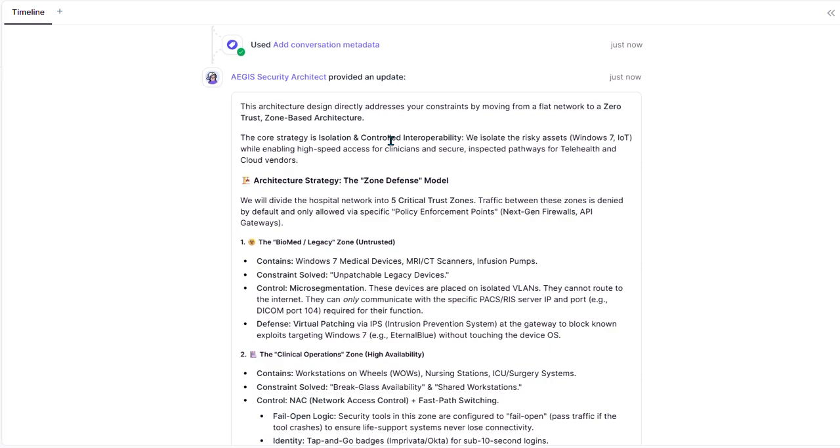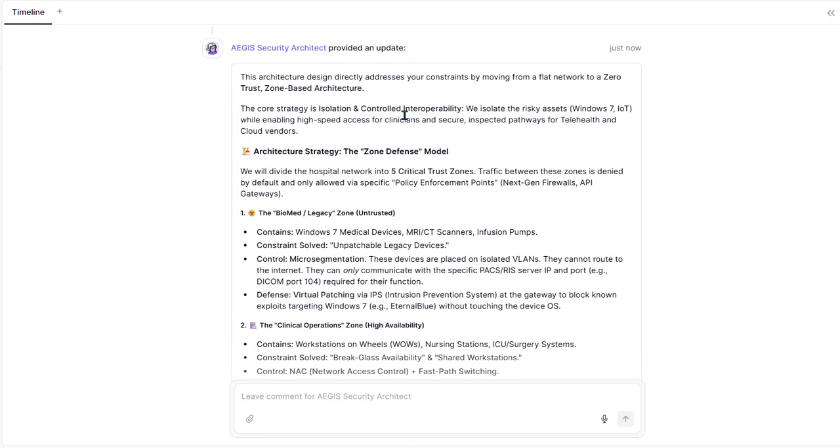So it is giving us the information we need. Let's see, we can start discussing where it goes. So this architectural design directly addresses your constraint by moving from a flat network to a zero trust zone-based architecture. The core strategy is isolation and controlled interoperability. We isolate the risky assets, Windows 7 and Internet of Things, while enabling high-speed access for clinicians and secure, inspected pathways for telehealth and cloud vendors.